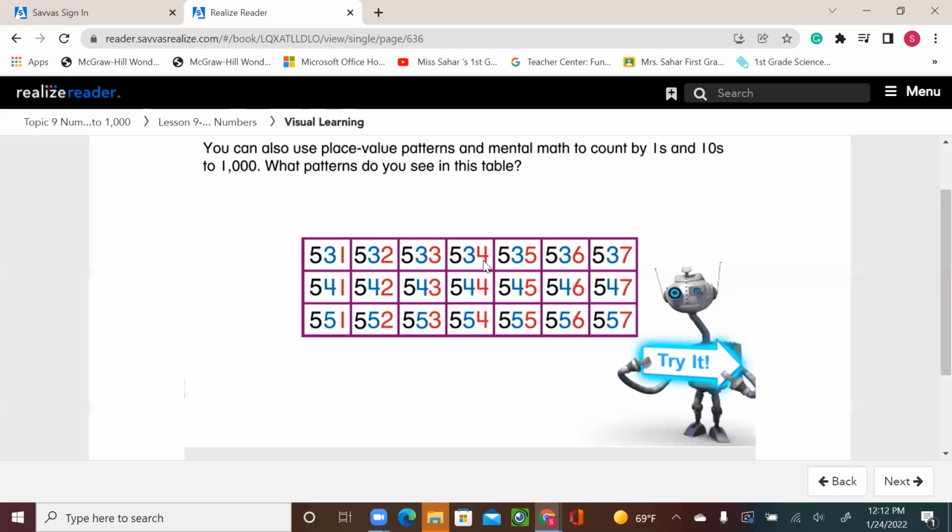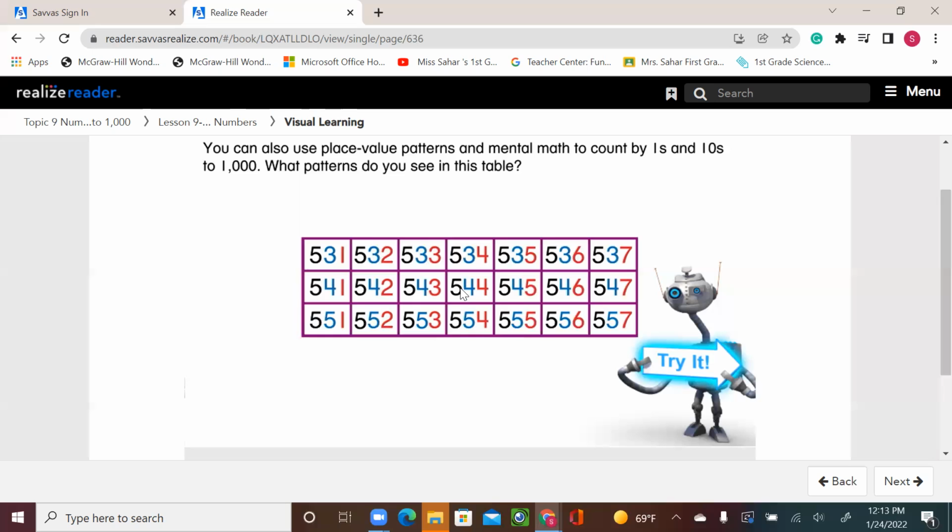Look at this, 534, 544, 554. As you see, when I go down one row in the same column, my tens increase by 10. You see the ones, the red numbers, remain the same. You see the hundreds, the black numbers, remain the same. Only the blue increased by 10. When I go down one more row in the same column, you're going to see that the hundreds remain the same, the black 5, and the ones, written in red, remain the same, only the tens increase by 10.